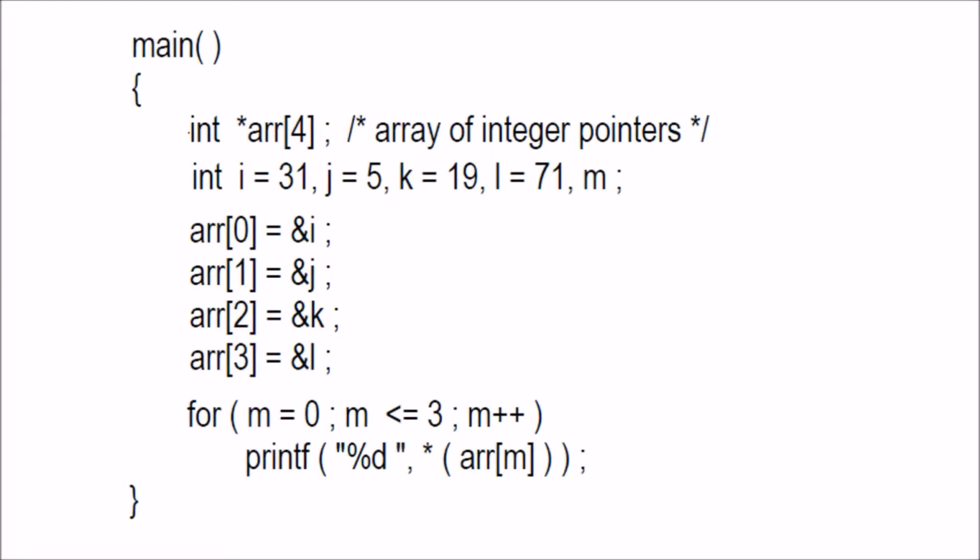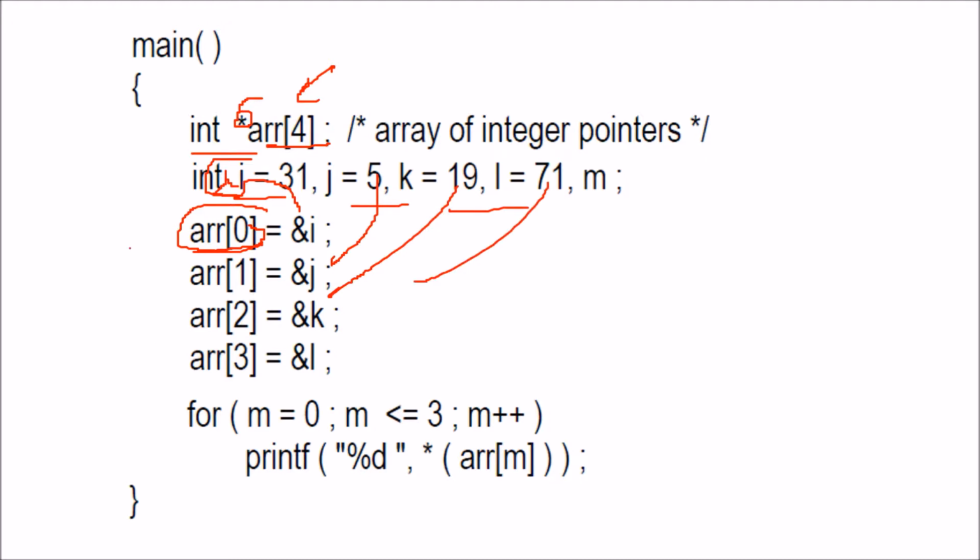This is a simple example. We have defined an array of integer pointers. So now this array will contain only the addresses, not the values. These are 4 values. For array AR 0, because this can only contain the address, we'll take the address of I, that is doing ampersand I, and we assign it to 0. Similarly 5, 19 and 71. So all these addresses will come inside this, and we'll just print it.